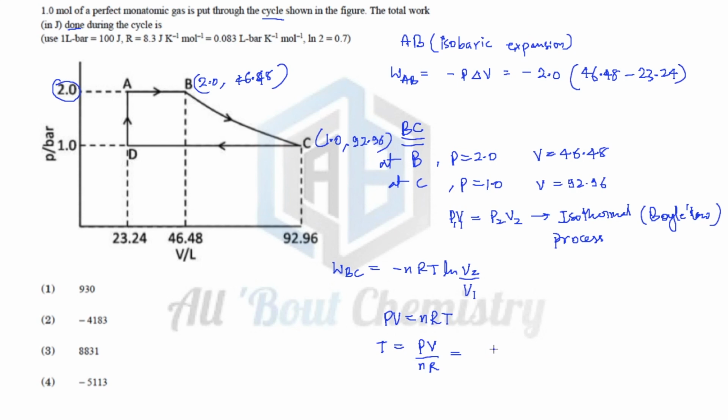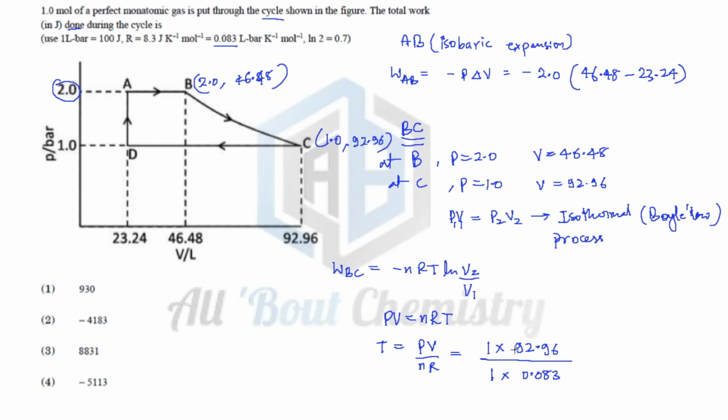So let's do it. You can do this at any point because the temperature is constant overall, either at point C or at point B. I'm doing it at point C. At point C my pressure is 1, the volume is 92.96, and the number of moles is 1 mole as per the given question. The value of R, we have to express in bar and liters, and in these units it is already given to you, that is 0.083.